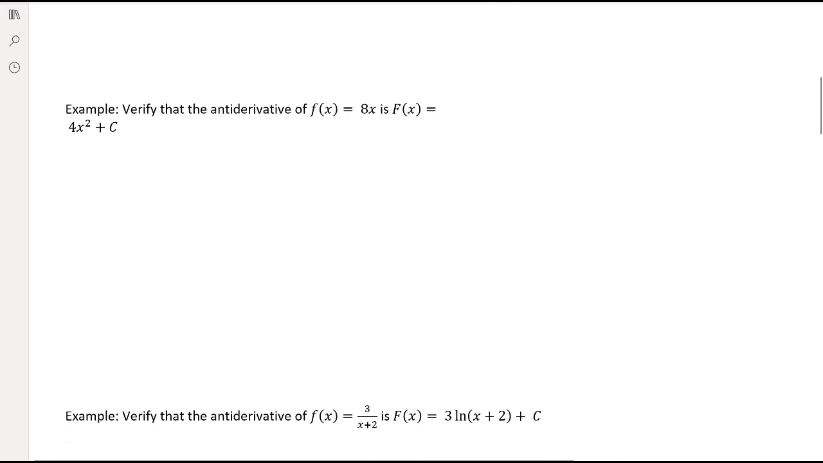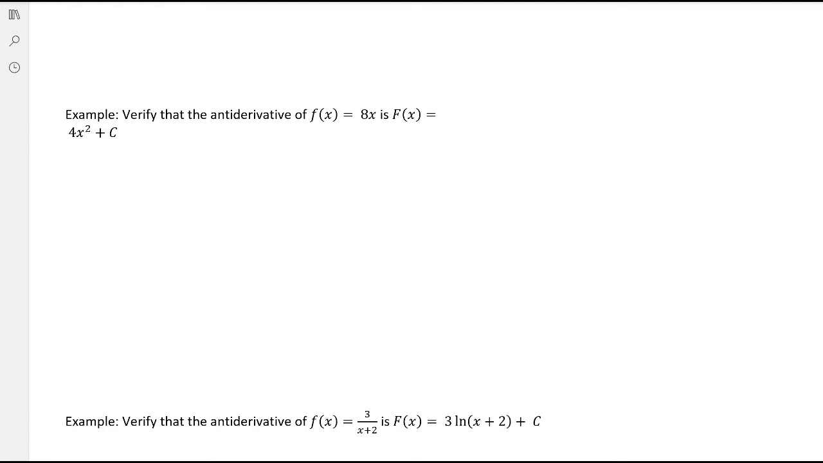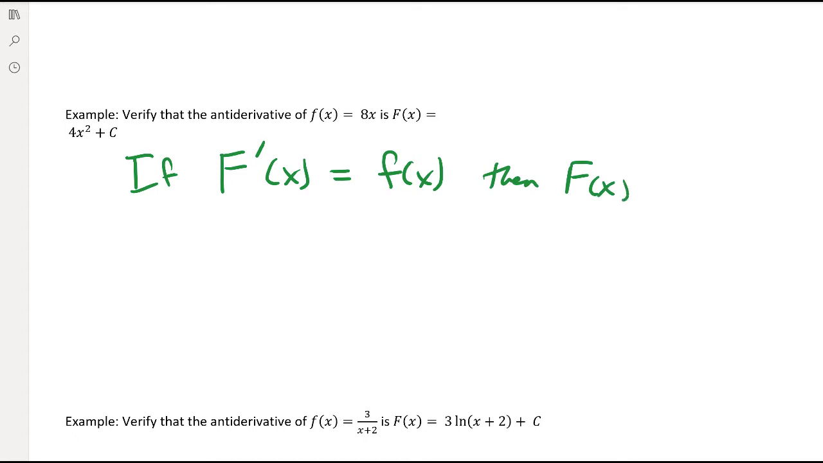First example. They want us to verify that the antiderivative of f of x, which equals 8x, is big F of x equals 4x squared plus C. As we mentioned, for this to be the correct antiderivative, if we take the derivative of the big F and we get little f, then we say big F of x is the antiderivative. So to verify, we need to take its derivative.